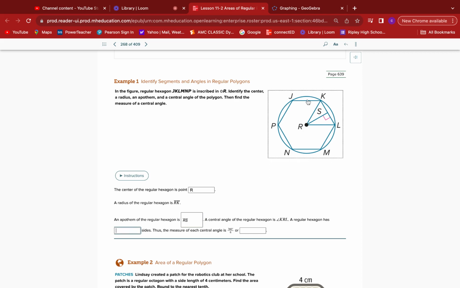Okay, I guess I just want how many sides it is. Well, if it's a hexagon, it has 6 sides. All right, thus the measure of the central angle is 360 divided by 6. So everybody, take 360, divide by 6, you're going to get 60 degrees.